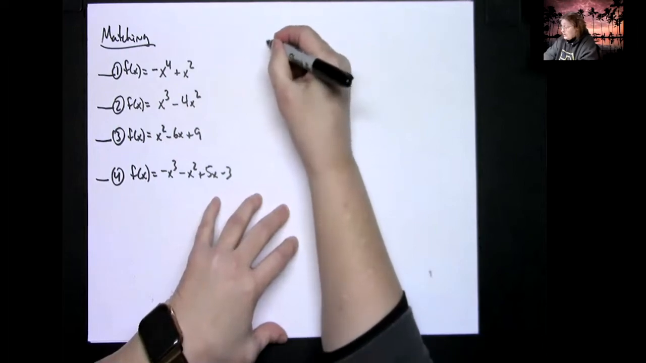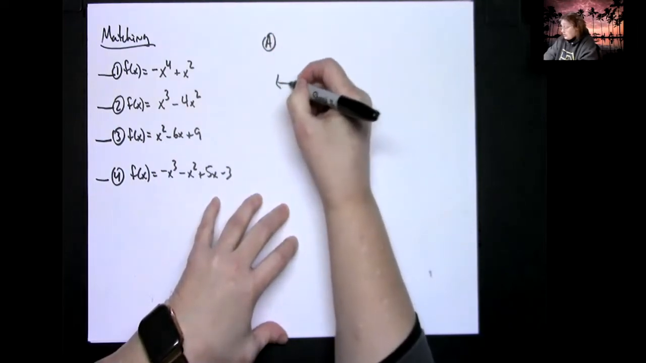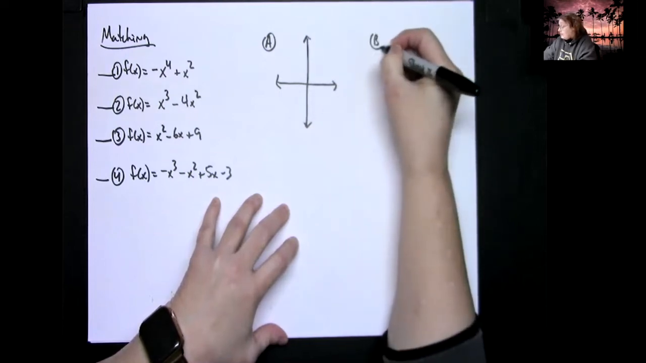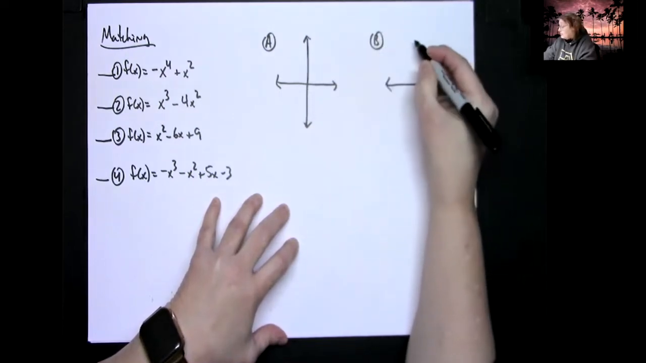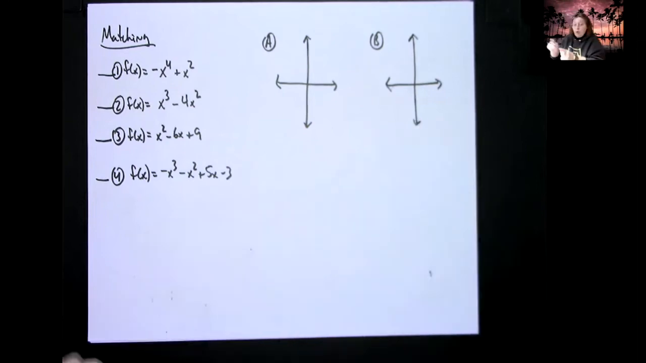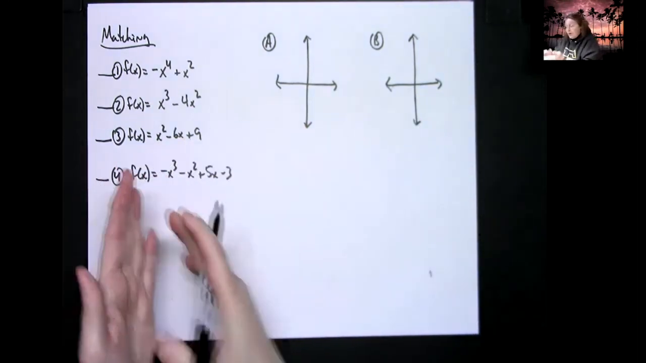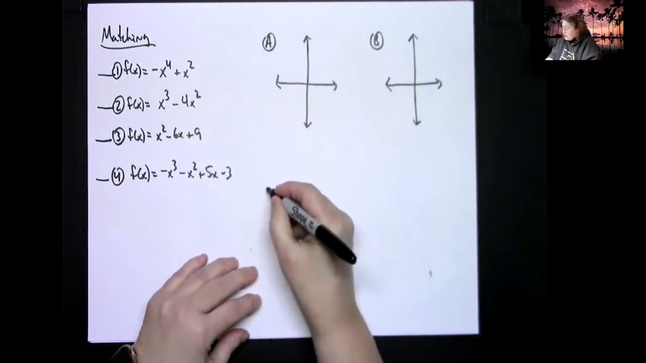Now if it's a matching scenario, this is generally what we do on our tests. You're going to have 4 different graphs that you're going to have to choose from. So you won't be doing the curve sketching. You're just going to match the graph to the function using all of that information we just talked about.